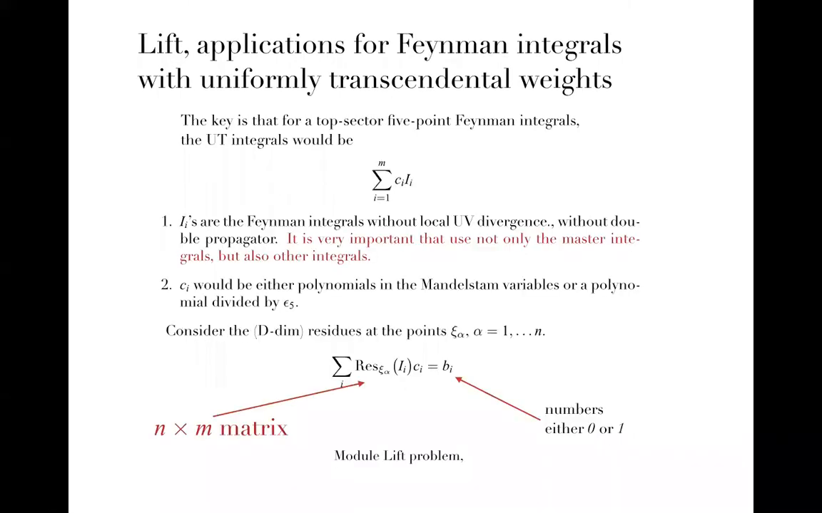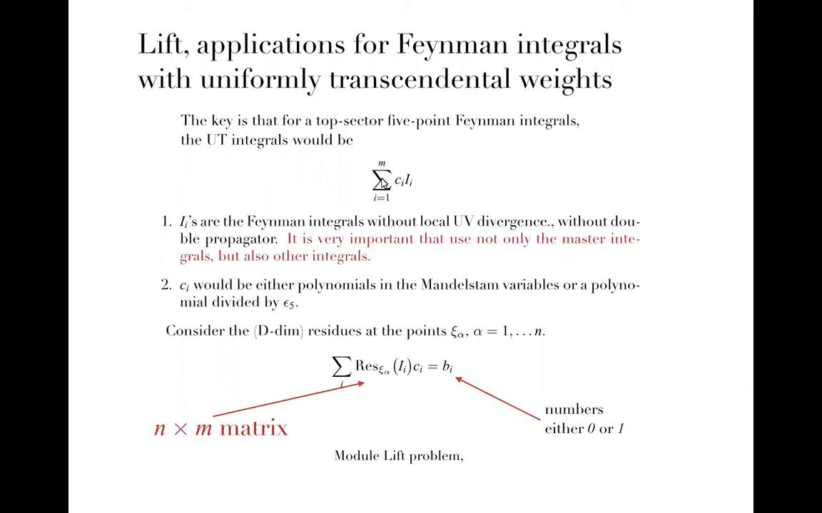So here we make some kind of ansatz. The key is that for top sector 5 point Feynman integrals, the UT integral will be something like this. Some constant C_i, actually it's not just a constant, it's some kind of polynomial in the Mandelstam variables, divided by this trace 5, the square root of a Gram determinant. So these are coefficients, and this A_i will be some kind of normal Feynman integrals. They are Feynman integrals with some ordinary ISPs to some power. The power shouldn't be very, very high. You have to make sure that for each subloop, there's no UV divergence, and you have to make sure there's no double propagator. Okay, so this is the ansatz.